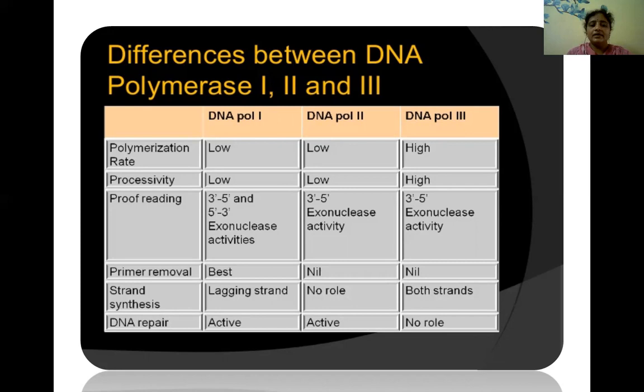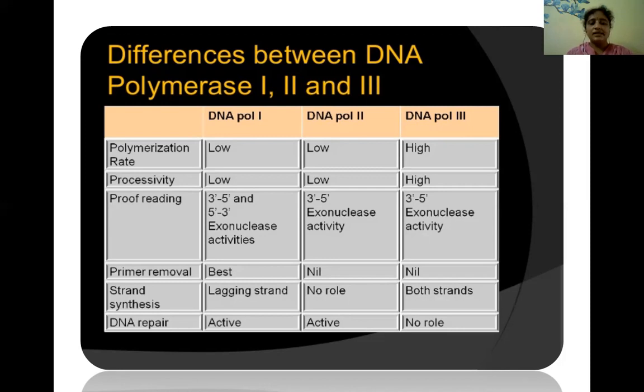The proofreading, which is 3 prime to 5 prime and 5 prime to 3 prime exonuclease activities, is very active in DNA polymerase 1. There is 3 prime to 5 prime exonuclease activity in DNA polymerase 2, and 3 prime to 5 prime exonuclease activity in DNA polymerase 3. Primer removal is best in DNA polymerase 1, and not known in DNA polymerase 2 and 3.